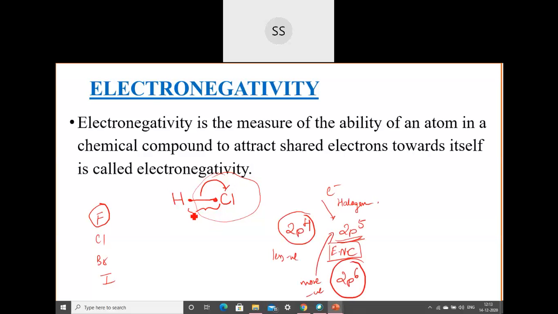Now, how does electronegativity vary across the period? These trends are similar, so I will not explain them again. Across the period, as you know, effective nuclear charge is increasing and radius is decreasing. Since radius is decreasing, the electronegativity value should also increase, because they are directly related to each other. The more the effective nuclear charge, the more the electronegativity.